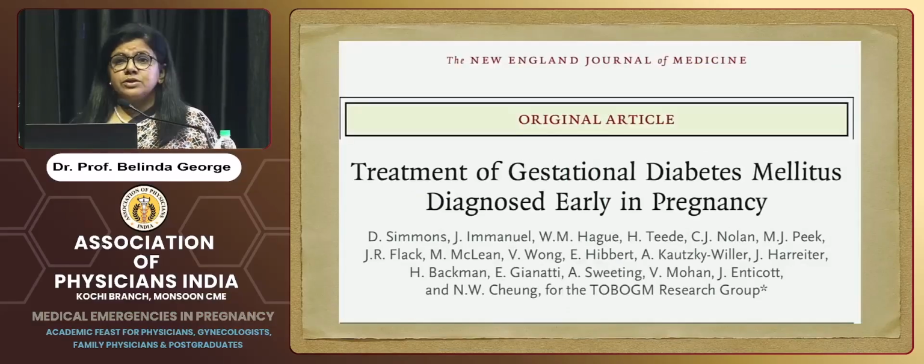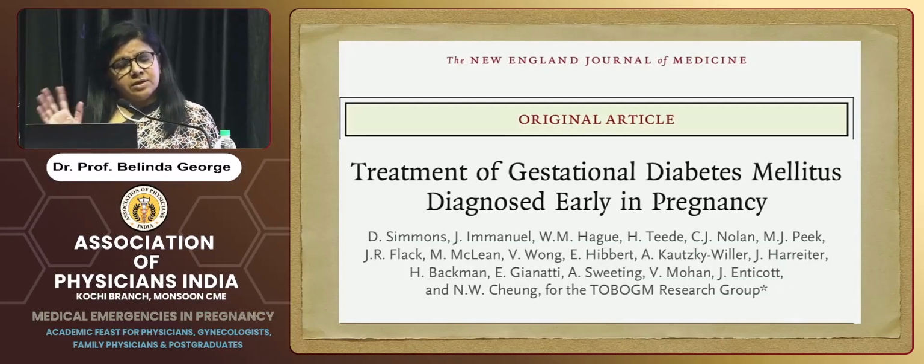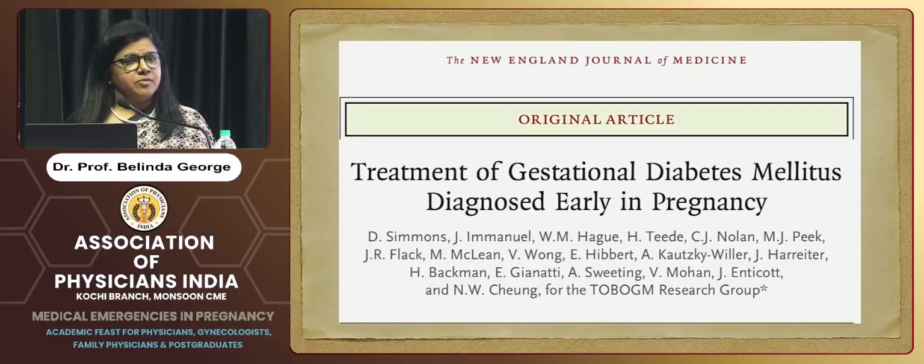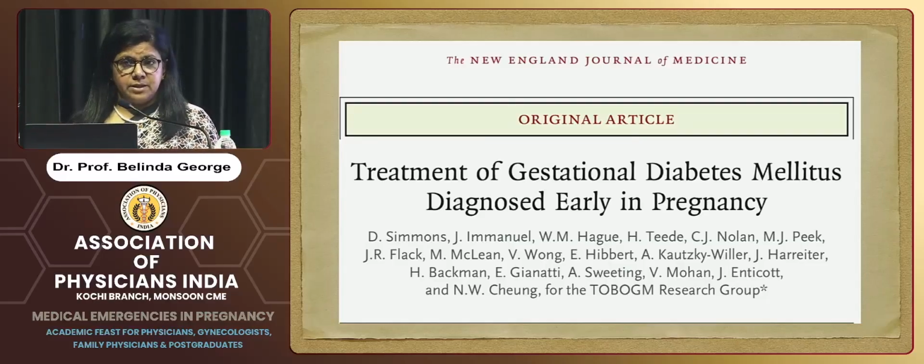This is a trial called the TOBOGM study, which looked at treatment of early gestational diabetes. Surprisingly, what they found was that 30% of patients who were diagnosed as early GDM based on first trimester testing actually had normal OGTT at 24 to 28 weeks, even without any intervention, because here they randomized them to either receive intervention or not. This was a surprise finding, which means we are unnecessarily diagnosing a lot of women with early GDM and intervening when it was maybe a one-off finding and they would have reverted to normoglycemia later in pregnancy.